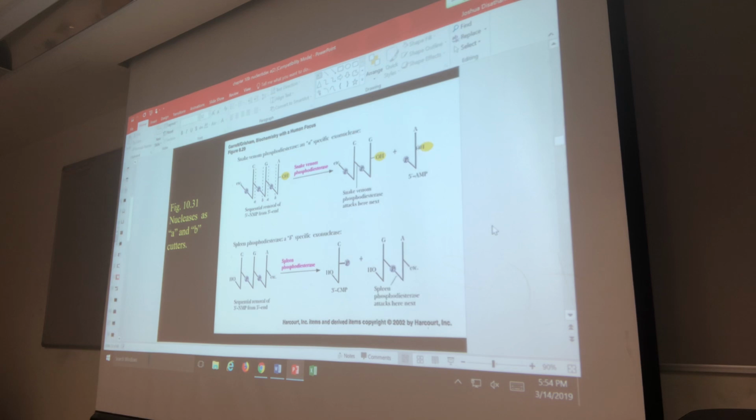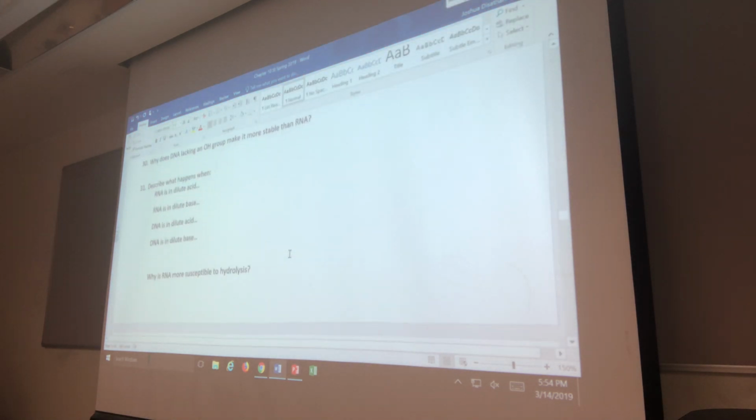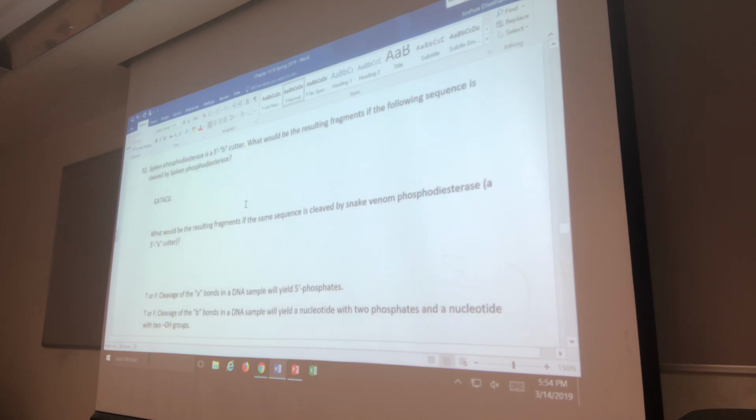Let me find a nice example. Okay, let me write some stuff down real quick. Okay, we're going to use a 5' B cutter.